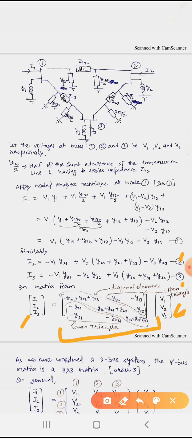is the voltage vector. So if you notice here, there are diagonal elements, and there is an upper triangle and a lower triangle. So this is lower, this is upper, and these are the diagonal elements.